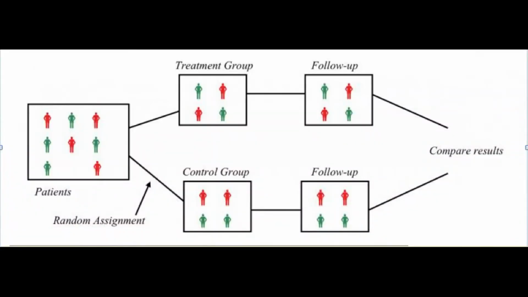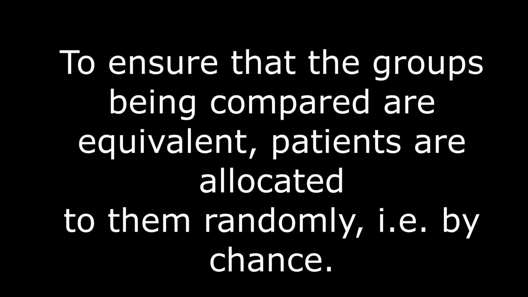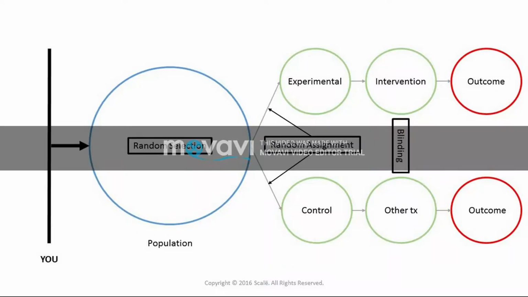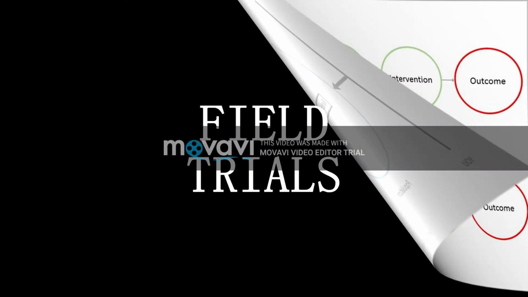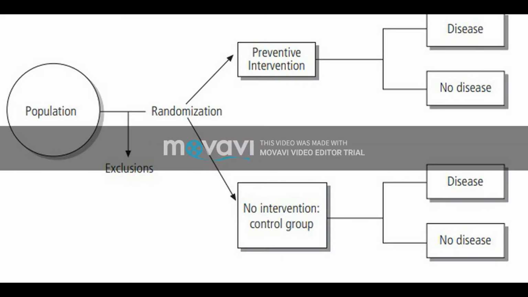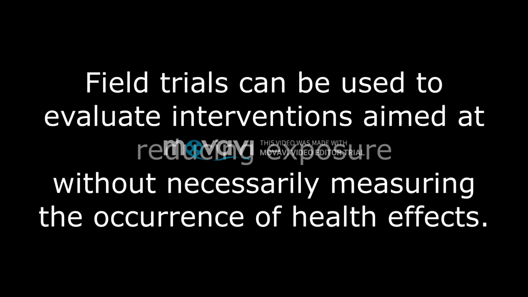Randomized controlled trials study the effects of a particular intervention, usually a treatment for a specific disease. Some trials involve people who are healthy but presumed to be at risk. The purpose is to prevent disease that may occur with relatively low frequency.